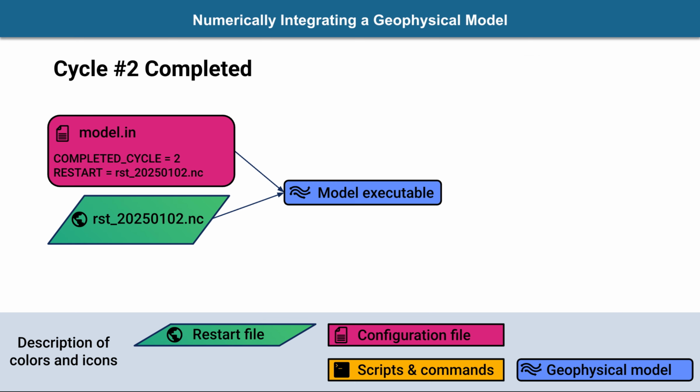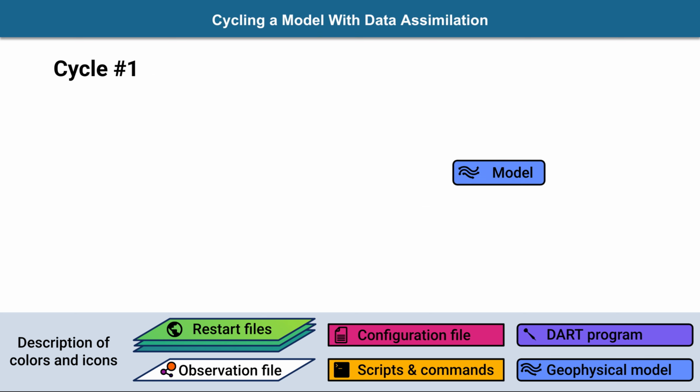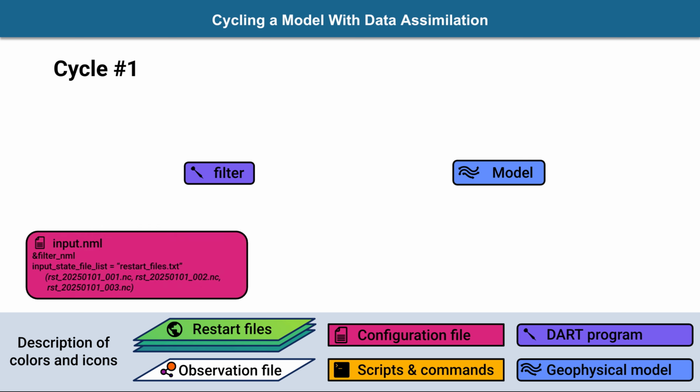With these four components, we're able to integrate a geophysical model, and adding in two more components enables cycling with data assimilation: DART programs and observation files. Also, instead of using a single model restart file, DART uses an ensemble of model restart files. So starting again with our geophysical model, we have an additional executable, which is DART's filter program, which implements the data assimilation algorithm. DART has its own configuration file named input.nml, which contains many namelists.